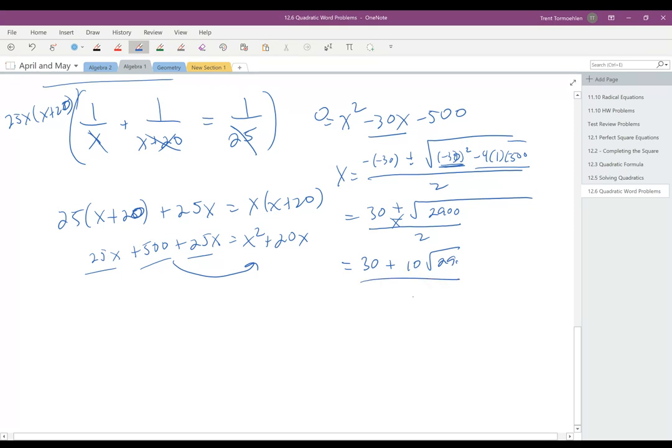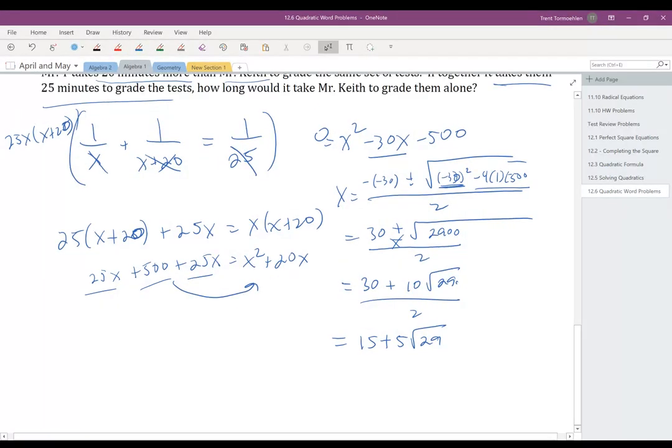Get rid of the 2 by dividing everything by 2, and you get 15 plus 5 root 29 is how many minutes it would take Mr. Keith to grade the test, and then obviously Mr. T is 20 minutes longer than that.